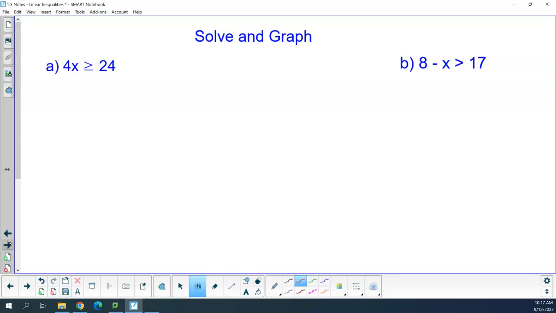Dive into it. Solve and graph. Solve and graph. We'll start with a couple of easy ones here first. So 4x is greater than or equal to 24.